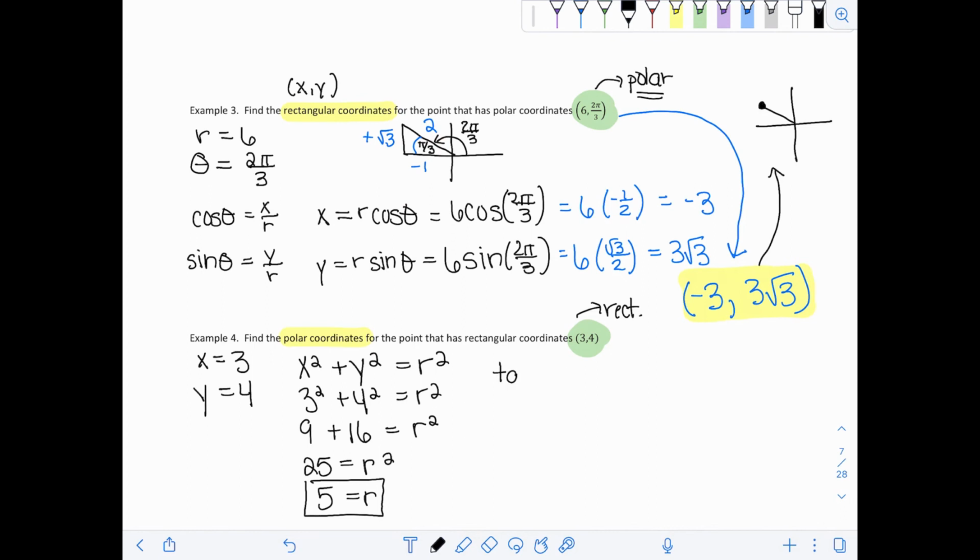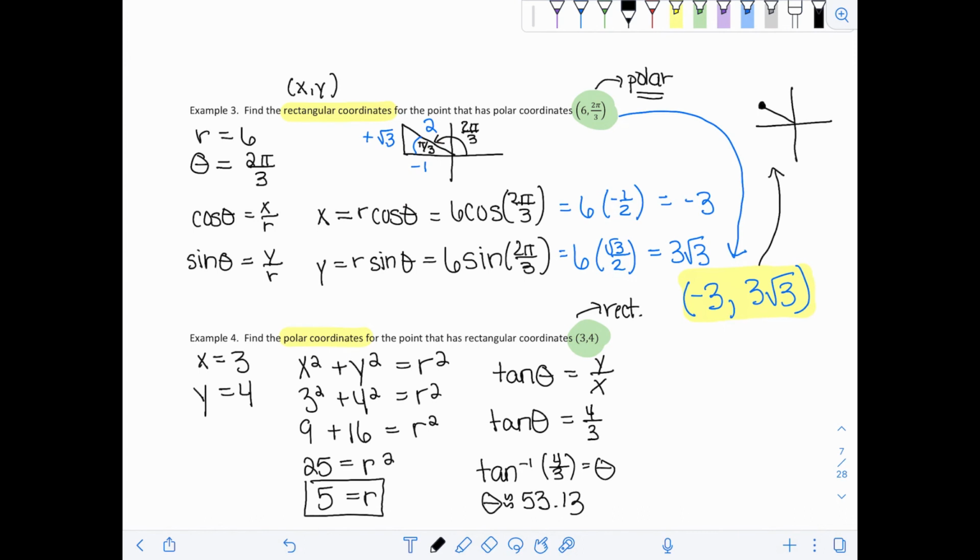So from there we use the fact that tangent of theta is equal to y over x. So in this case, that means tangent of theta is equal to 4/3. So we can use inverse tangent to find our angle. So if we plug that in, we get an approximation, and I'm going to talk about what we might do with something like that. So we've got about 53.13 as our angle measurement.